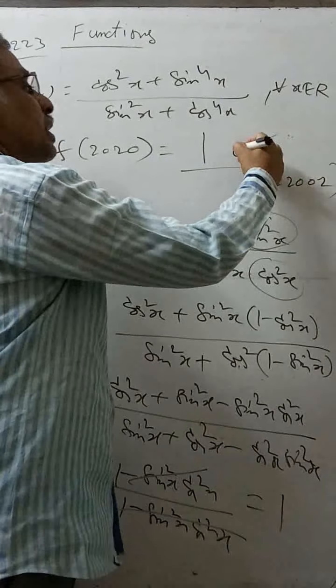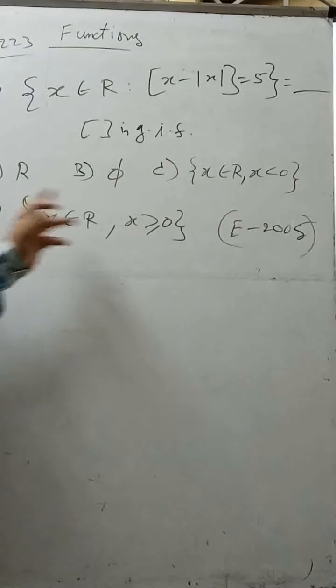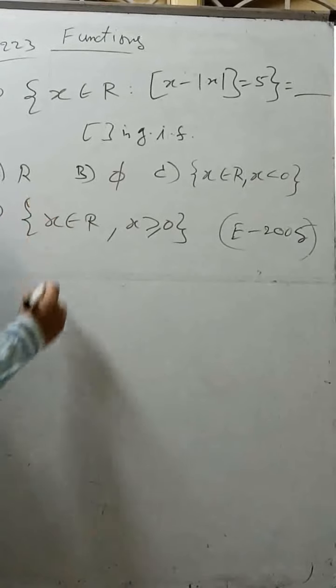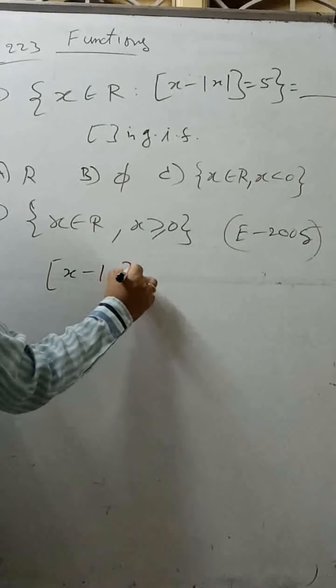X belongs to R, where the function is step of x minus mod x equal to 5, where step x is the greatest integer function, even if it gives or not, it is GIF only. Now, what is the value of x which satisfies this? Is there any set? The options are: option A R, option B 5, option C every real number less than 0, option D every real number more than 0. We'll check which is the correct option. He is saying that step of x minus mod x equal to 5.